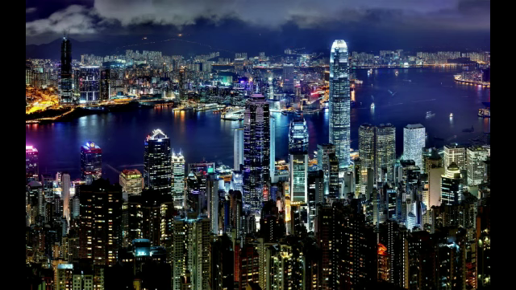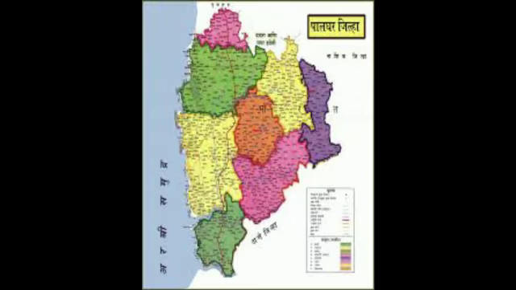Many hamlets and settlements form a village, and many villages form a city. Many cities form a taluka, and many talukas form a district, and many districts form a state.